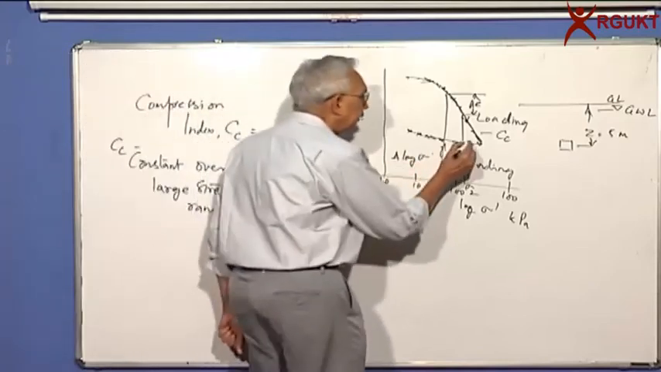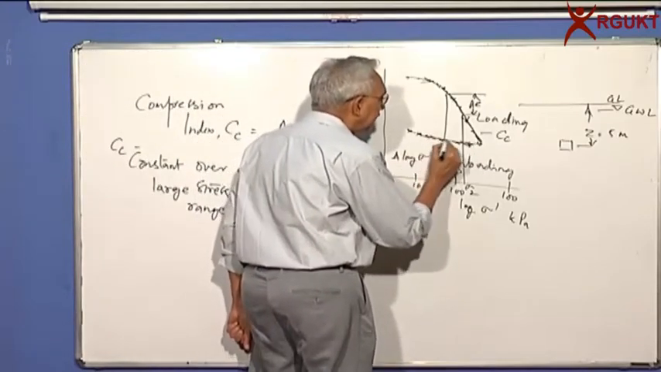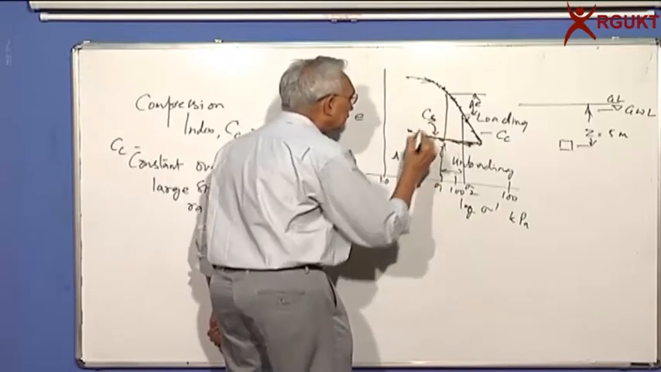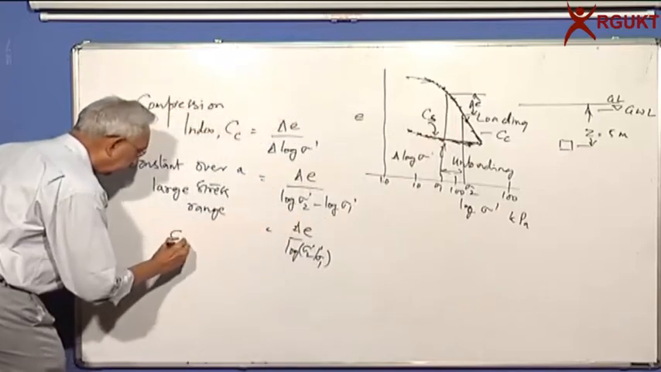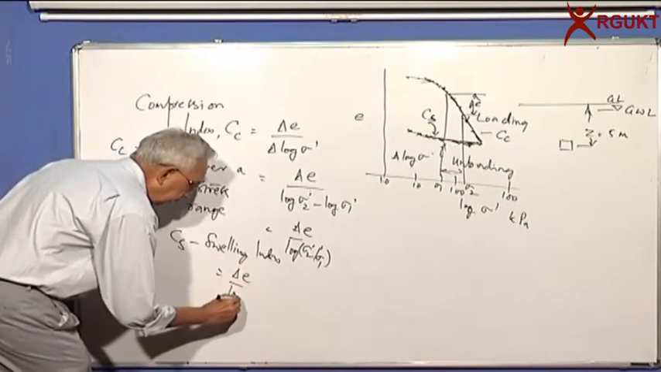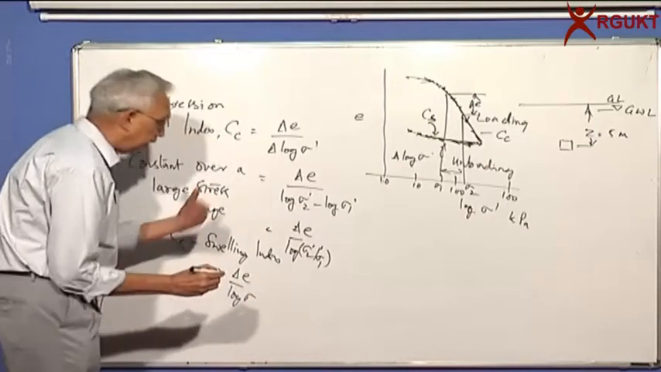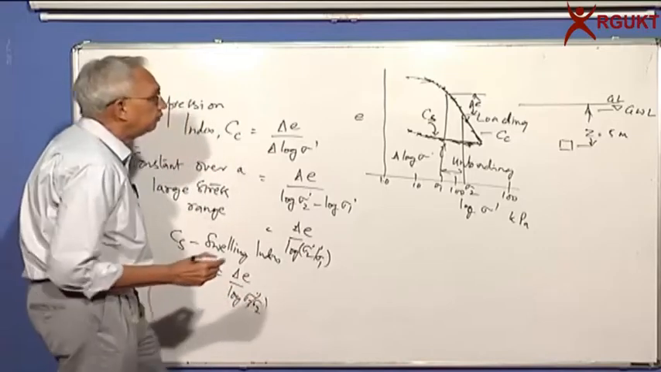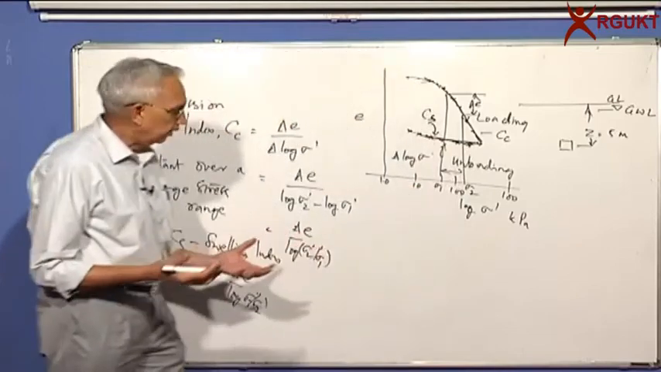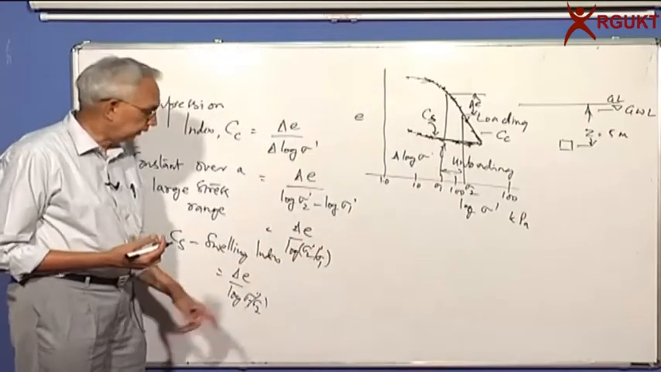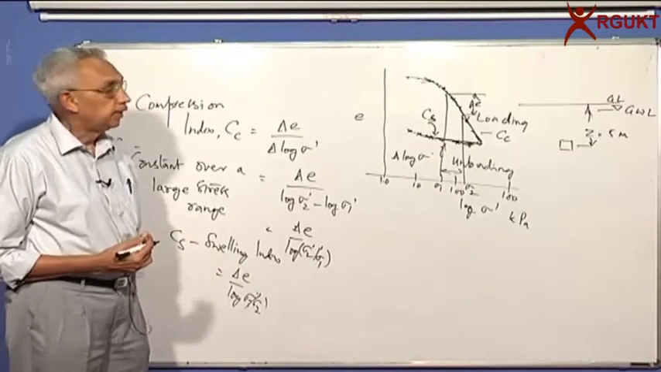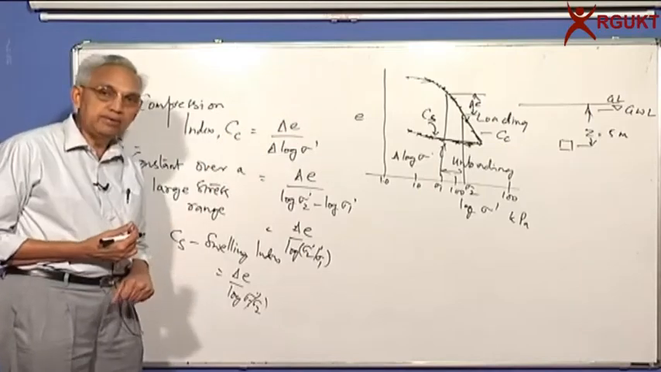Similarly, if I look at the unloading part, which we said is here, I can say it's almost like a straight line. We define it as Cs. It is swell index or swelling index, which is equal to delta e by, now I'll have to say sigma 1 minus sigma 2. If I unload it from this value to this value, I take the ratio. In order to make it positive, I always have to use a higher value in the numerator and a smaller value in the denominator. This gives me the slope of the unloading curve.